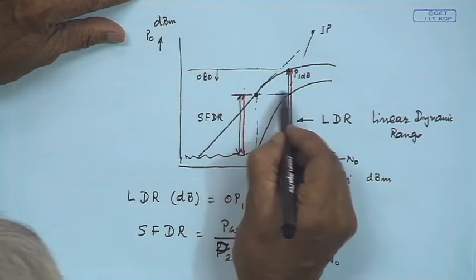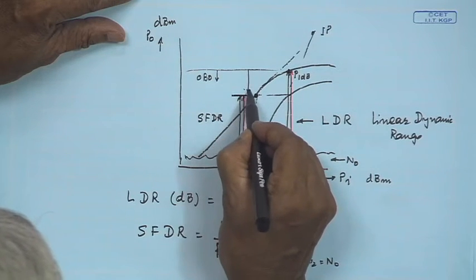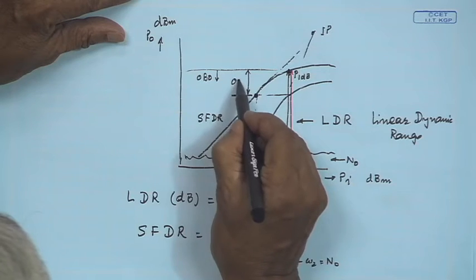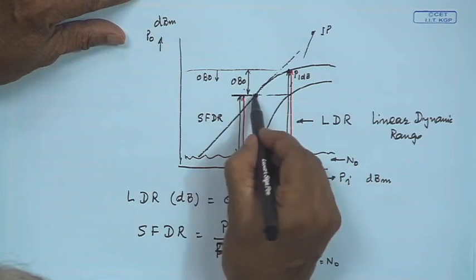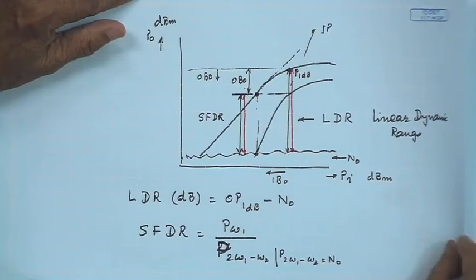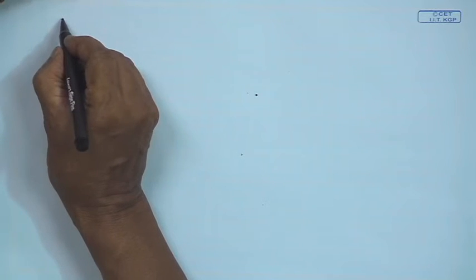This minus this. So for spurious free operation, this OBO will be this much. This is another interesting idea. So let us take a quick example.